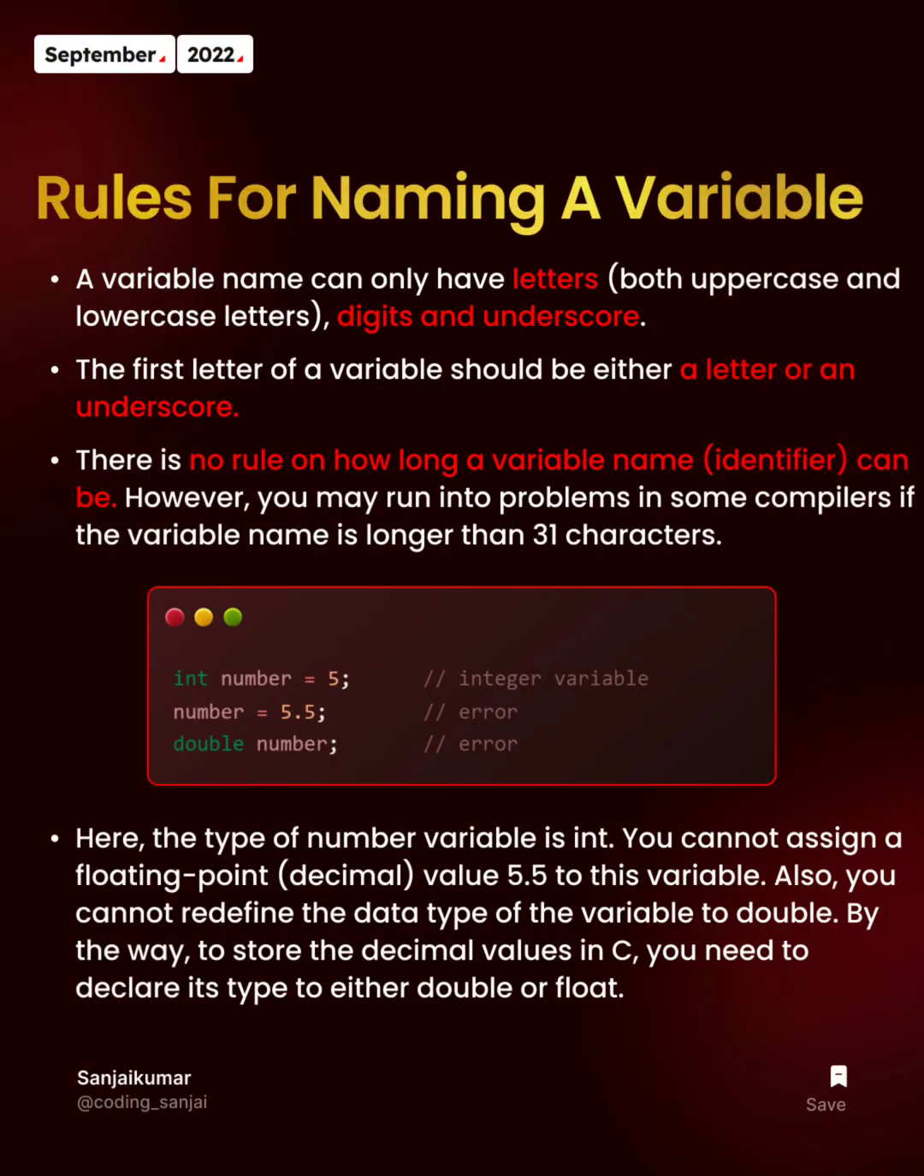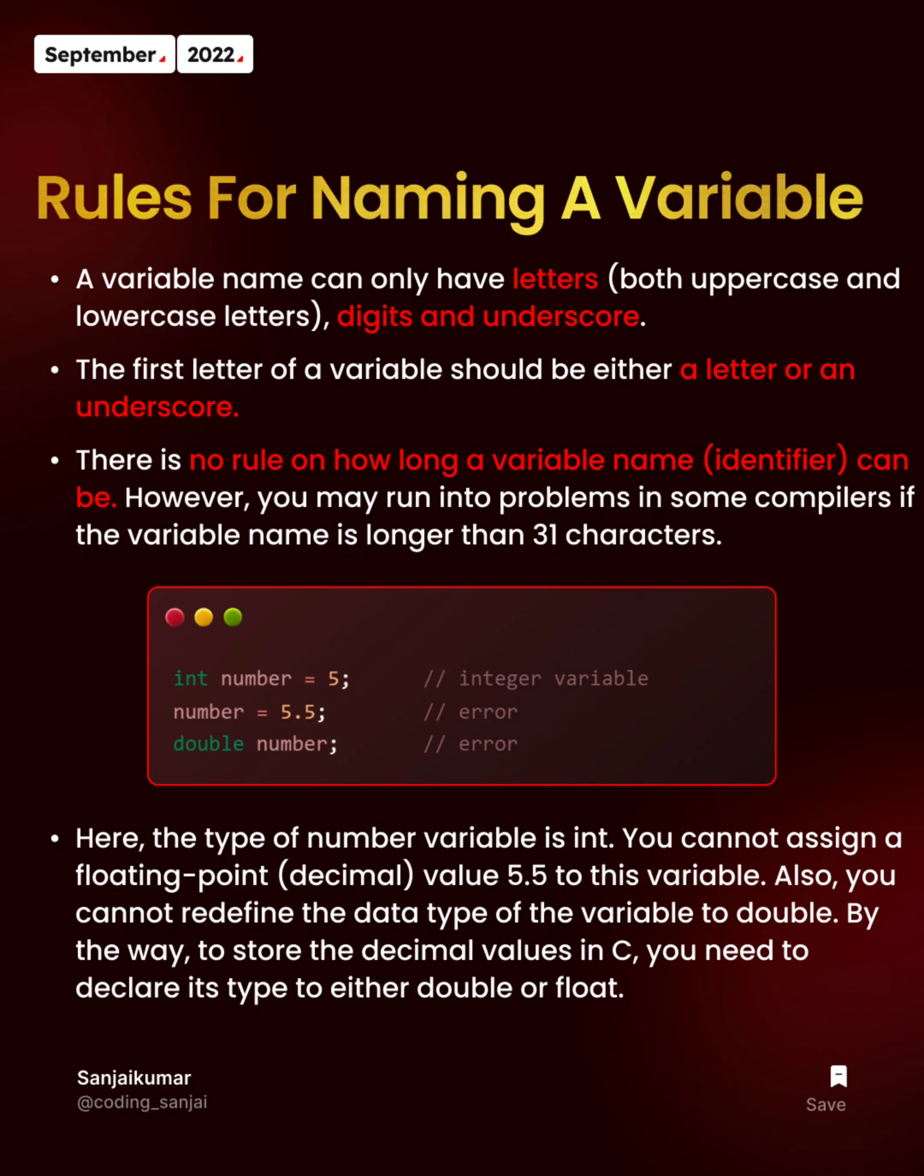Rules for naming a variable. A variable name can only have letters, both uppercase and lowercase, digits and underscore. The first letter of a variable should be either a letter or an underscore. There is no rule on how long a variable name, an identifier, can be. However, you may run into problems in some compilers if the variable name is longer than 31 characters.